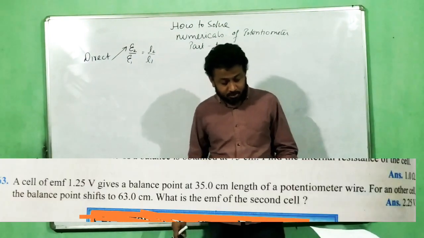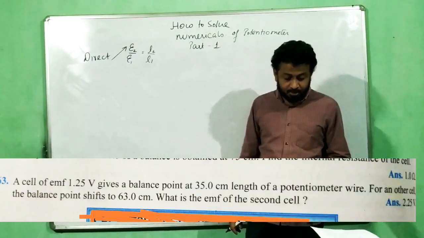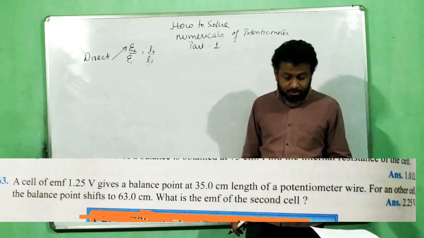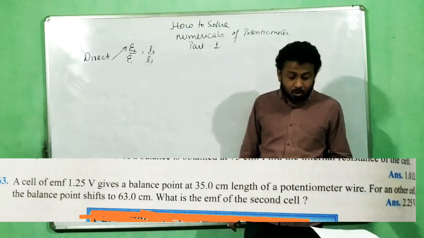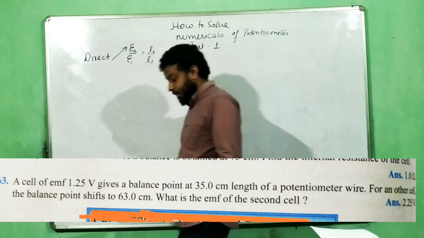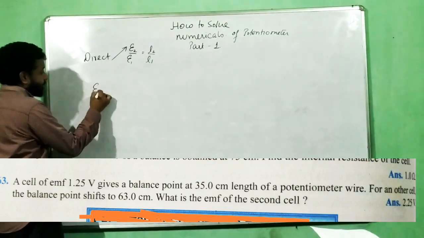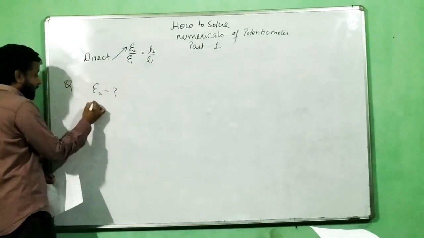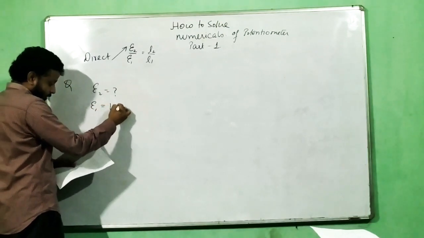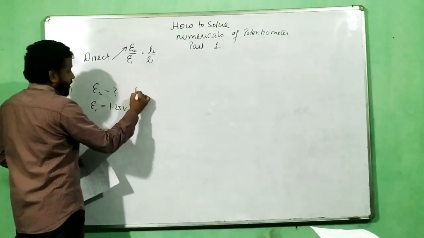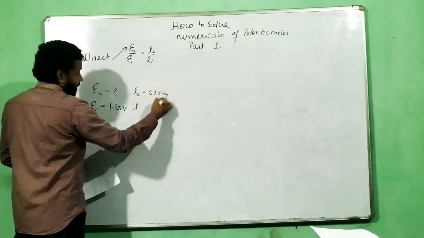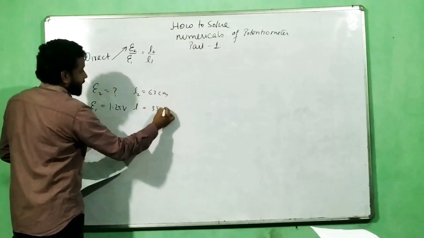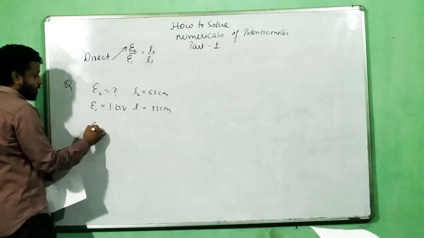If you read this question, it says, a cell of EMF 1.25 volt gives a balance point at 35 centimeter length of potentiometer wire. For another cell, the balance point shifts to 63 centimeter. What is EMF of second cell? So we have E2 we don't know here. E1 we know, it is 1.25 volt, L2 is 63 centimeter, and L1 is 35 centimeter. Then we use this formula and solve it.